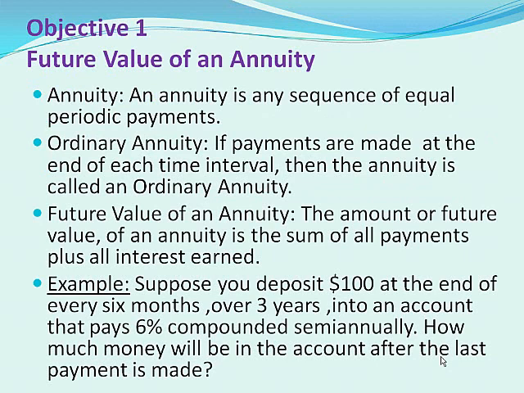Future value of an annuity. An annuity is any sequence of equal periodic payments. If payments are made at the end of each time interval, then the annuity is called an ordinary annuity. The amount or future value of an annuity is the sum of all payments plus all the interest earned.